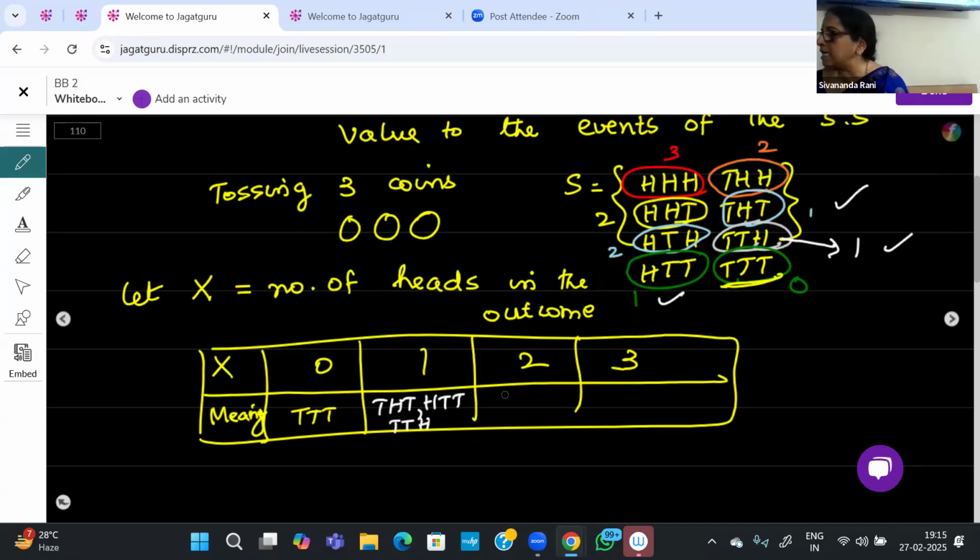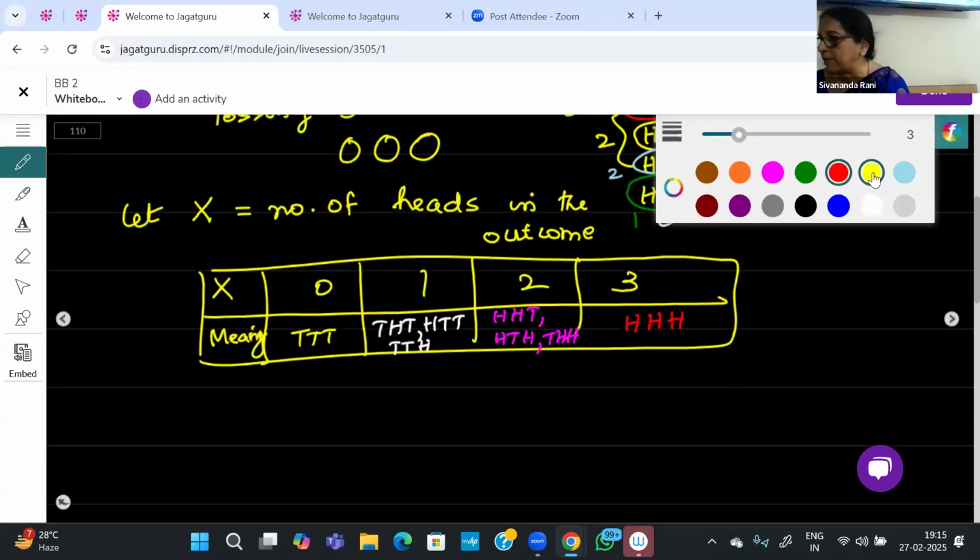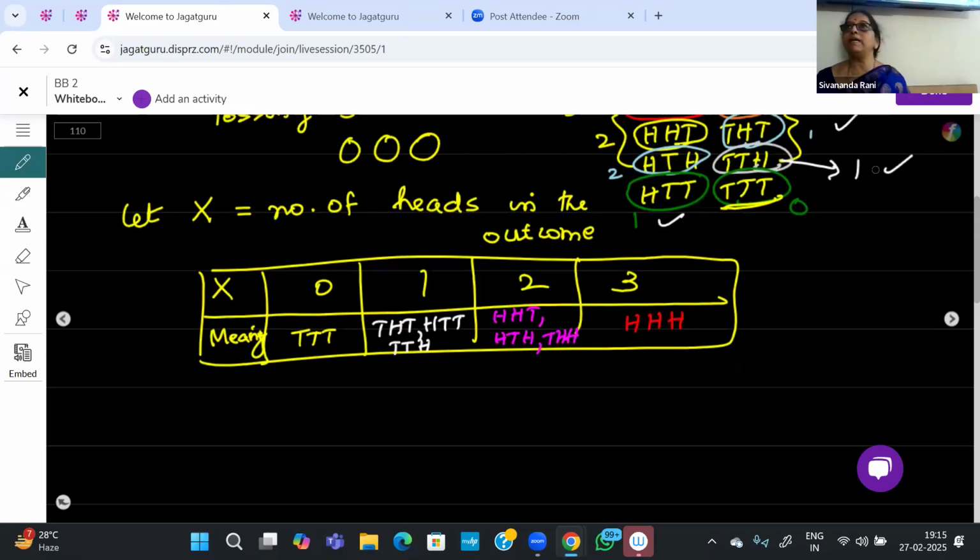What are the things associated with 2? 2 heads, right? So it can be HHT, HTH, or THH. So these are the ones. And for 3, of course, I have only one possibility, only one sample point associated with it. So now I come to know the meaning of these numbers. So random variable takes numbers, but actually they're depicting what? A single or a group of sample points. That means your entire sample space has become associated with numbers.